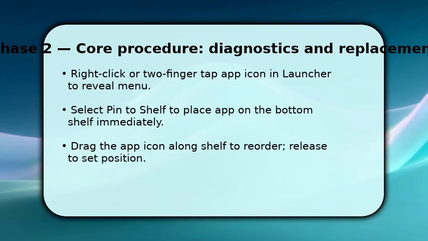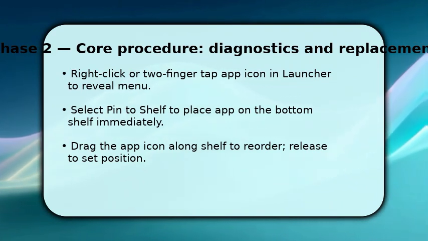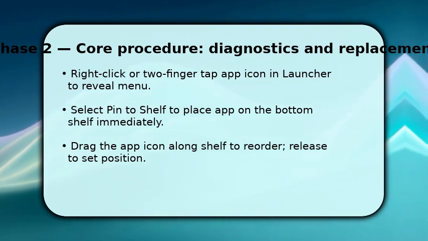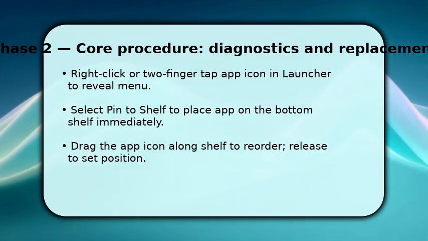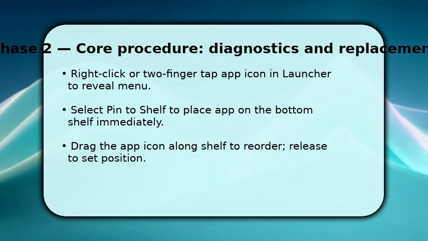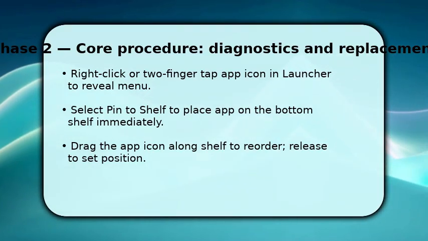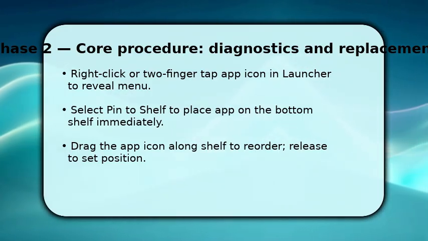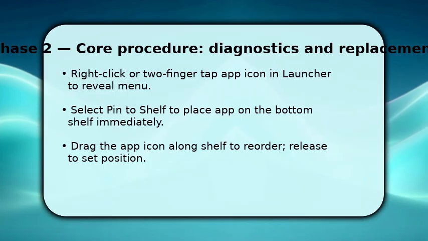Now you pin the app to the shelf so it behaves like a home screen shortcut. Find the app icon in the launcher, then right-click or two-finger tap it to open the context menu. Choose Pin to Shelf, and you'll see the icon appear on the shelf at the bottom. Once pinned, click and drag the icon along the shelf to reorder it, drag to the left or right until you like the position, then release to lock it in place.